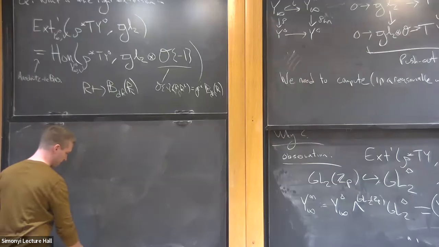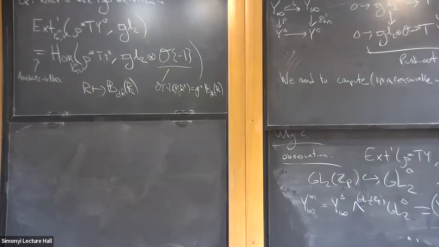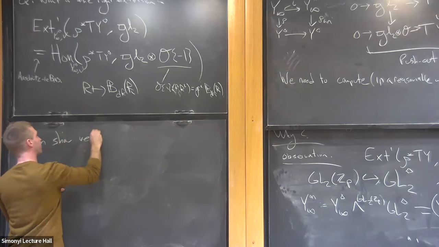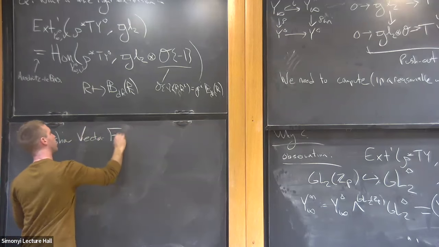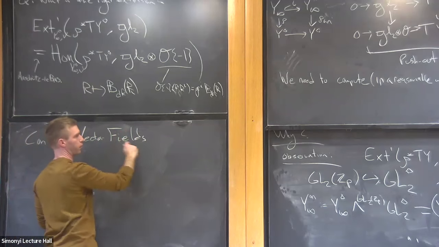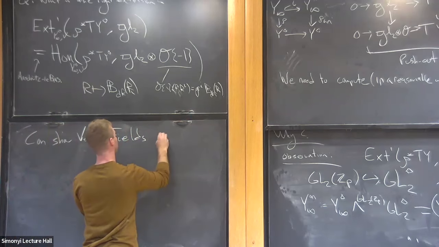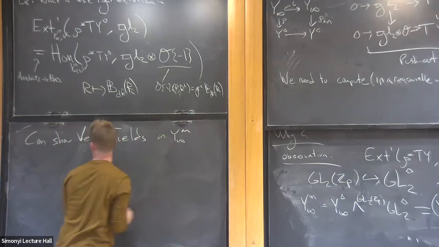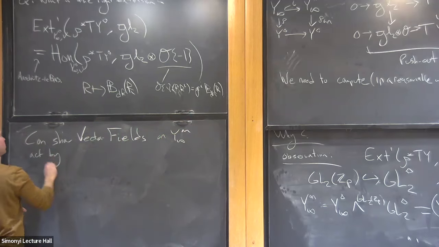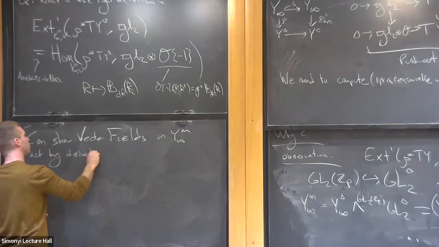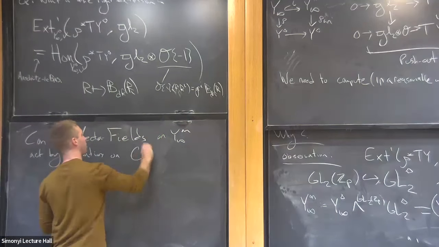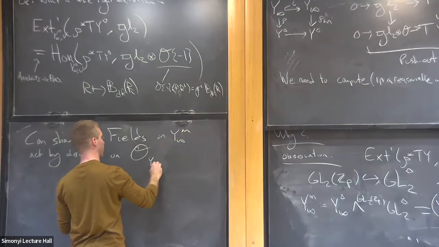You have tangent spaces. What you want to do with them is differentiate things. In particular, you want to differentiate functions. In fact, it's not too hard, using that quotient presentation, to show that vector fields, sections of this tangent bundle on Y infinity N, act by derivations on the ring of functions on Y infinity N.